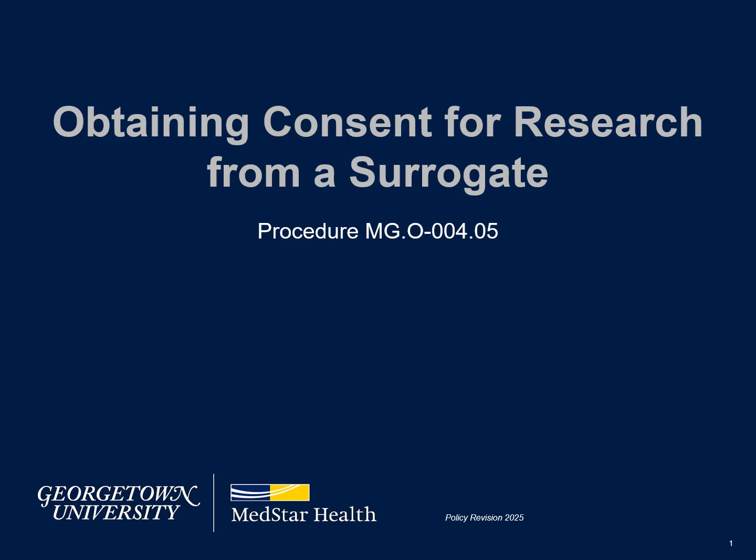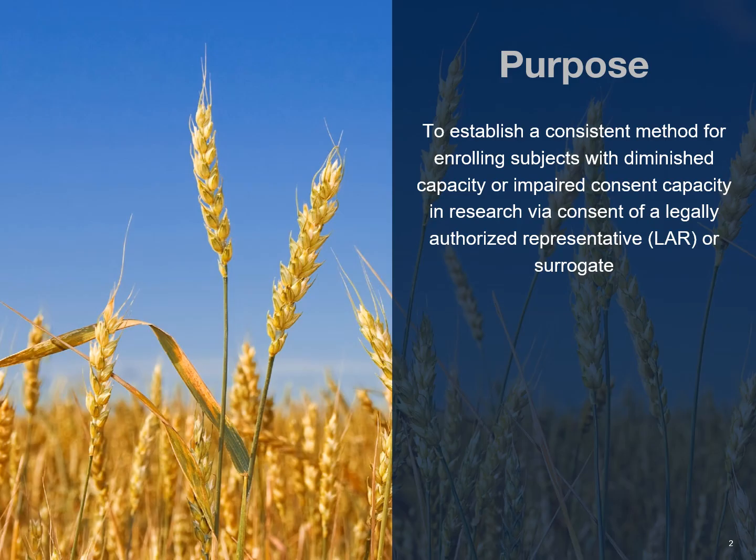MG-O-004.05. Today, we will cover procedures related to obtaining consent for research from a surrogate. Before we begin, it is important to address why this procedure is important to clinical research. The purpose of this procedure is to establish a consistent method for enrolling subjects with diminished capacity or impaired consent capacity in research via consent of a legally authorized representative or surrogate.